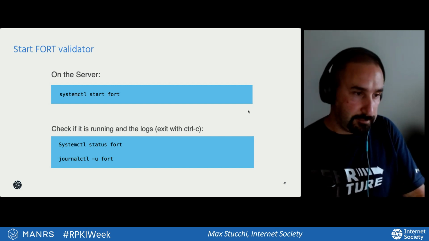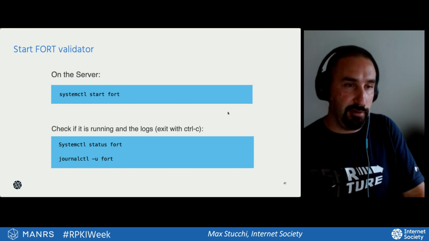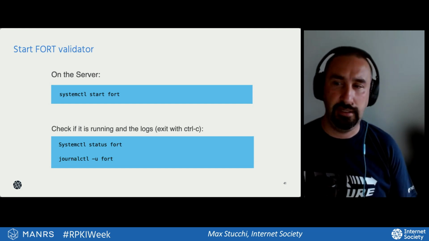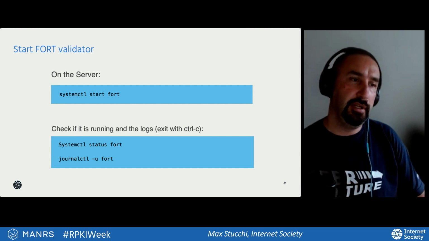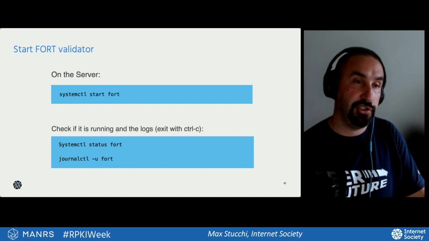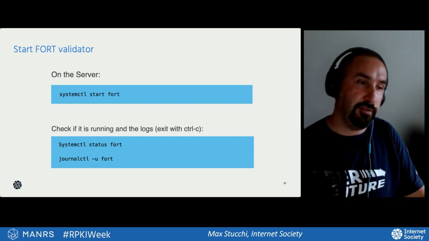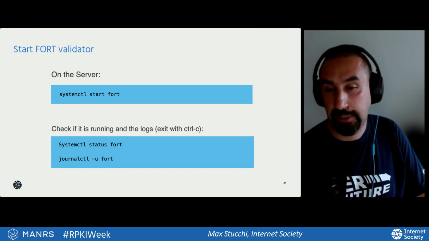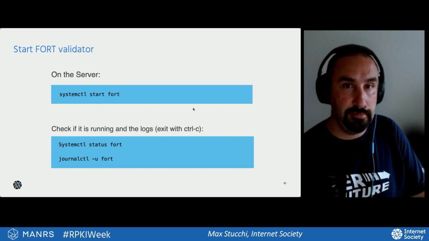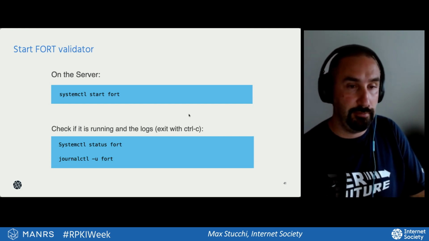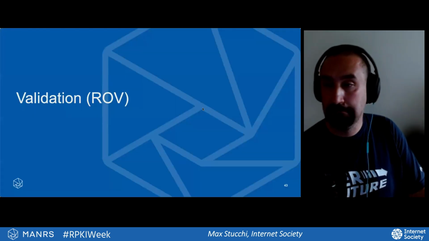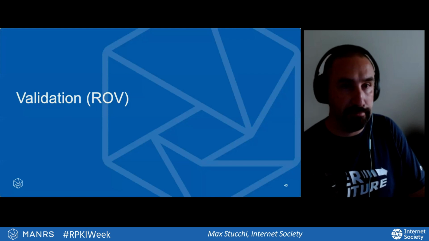So as you can see, running a validator, you don't really have to change much in the configuration. The only thing you want to change in both Fort and Routinator is maybe the IP address they're going to bind on, so that you can then reach them from another host, from your routers. But that's it. And then once they start running, you don't have to touch them.